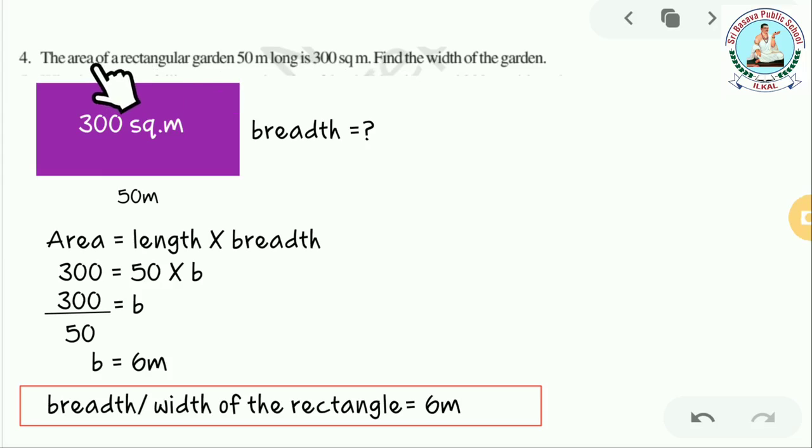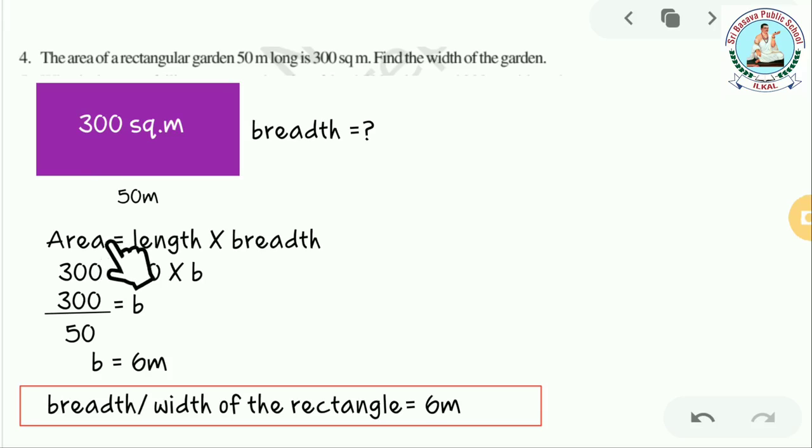See here, the area of the rectangular garden is 300 square meter. Look at the unit, and its length is 50 meter. So there is a rectangular garden whose area is 300 square meter and whose length is 50 meter. We need to find out the width of the garden. Width and breadth are both the same.